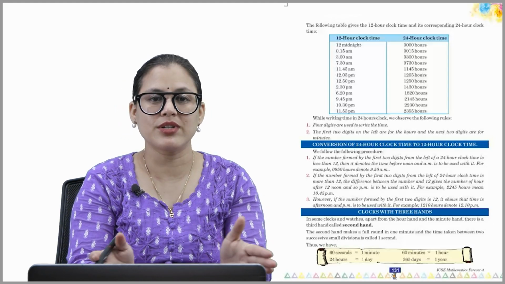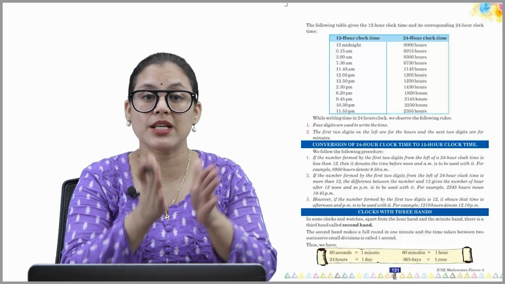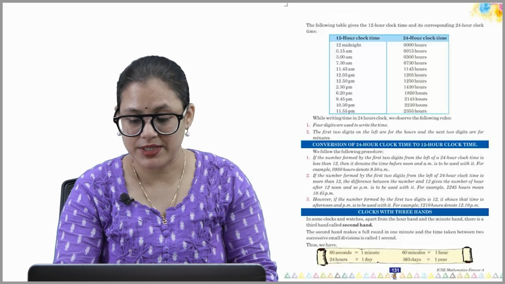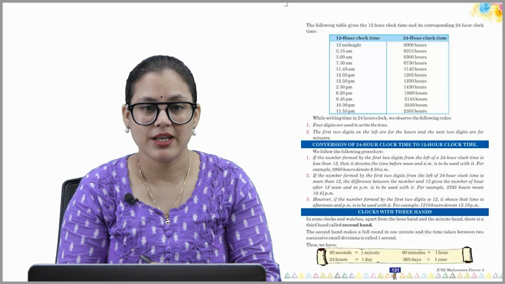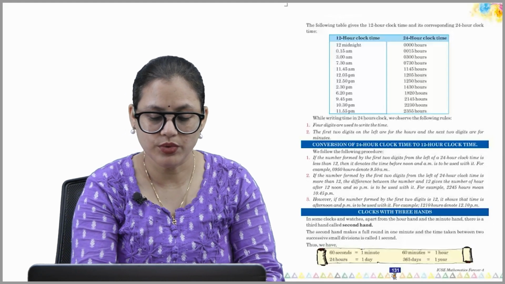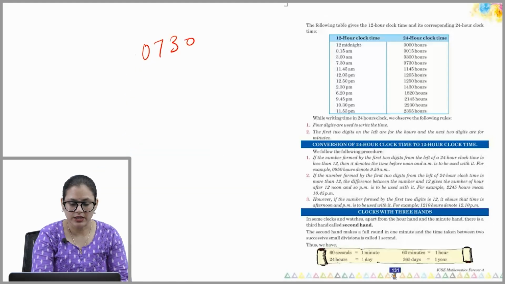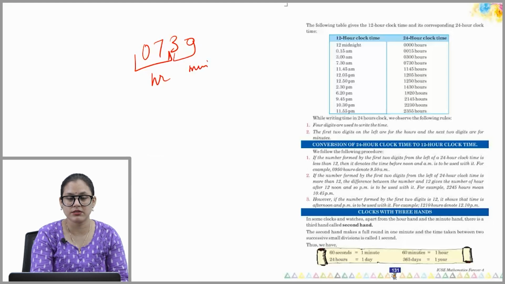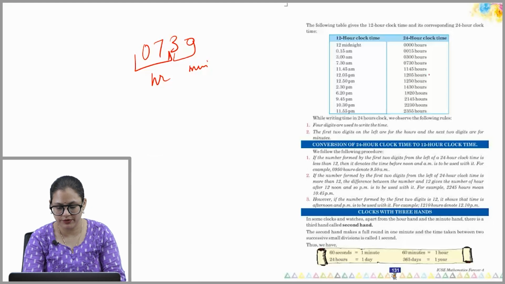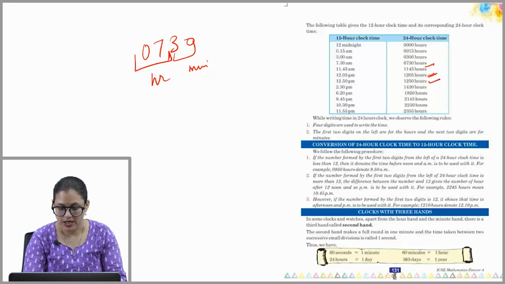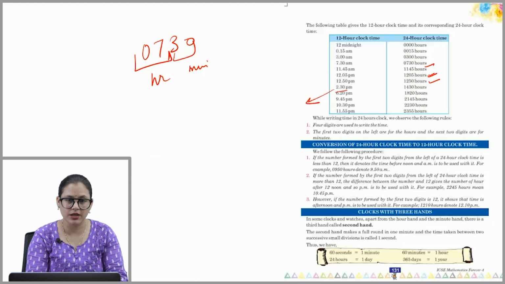12:15 AM, that means 0015 hours. 3 AM, 0300 hours. 7:30 AM, 0730. The first 2 digits are showing hours and last 2 digits showing minutes. That means 7:30. 11:45 AM is 1145, and 12:05 PM is 1205. 12:50 PM is 1250 hours.